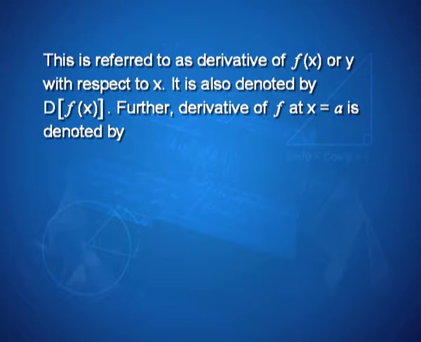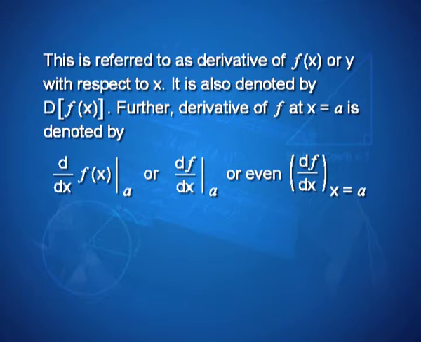This is referred to as derivative of f of x or y with respect to x. It is also denoted by d of f of x. Further, derivative of f at x is equal to a is denoted by d by dx of f of x at a, or df upon dx at a, or even df upon dx at x is equal to a. Now, let us solve some examples.